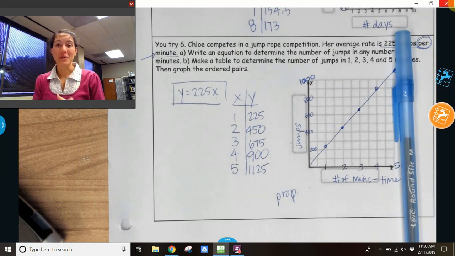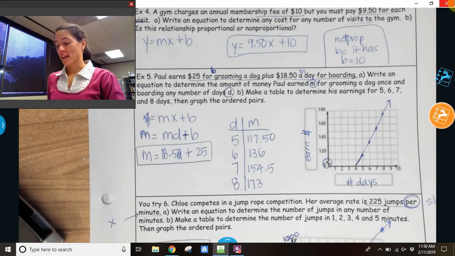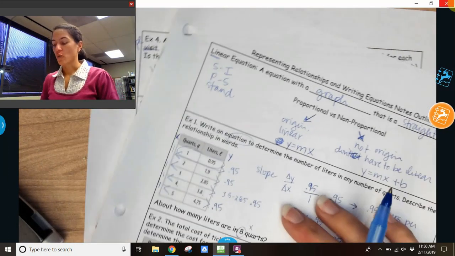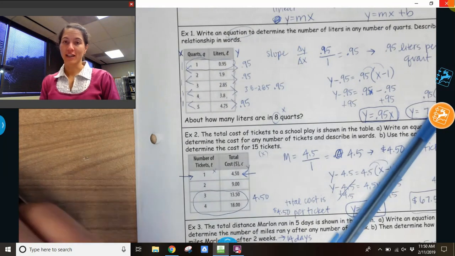Okay, we are going to practice more. This, again, is titled Representing Relationships and Writing Equations.